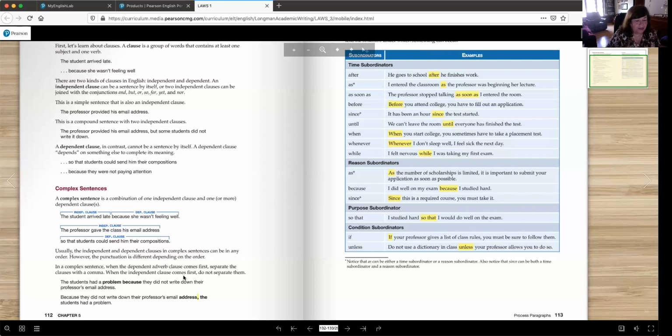For example, let's look at this. The students had a problem because they did not write down their professor's email address, okay? Two parts of a sentence. The students had a problem. That's the first part. That's the independent part.